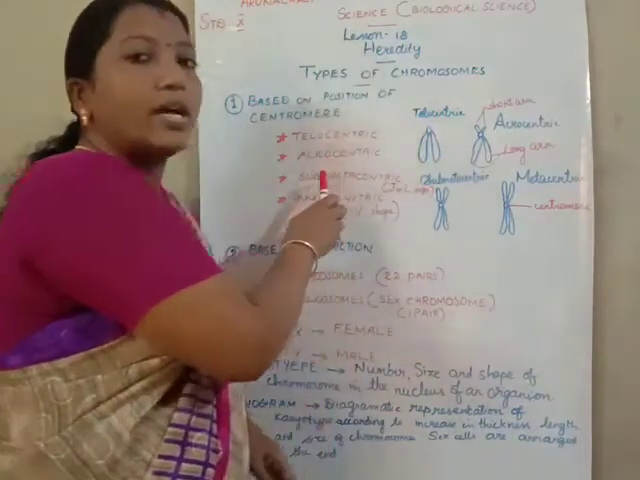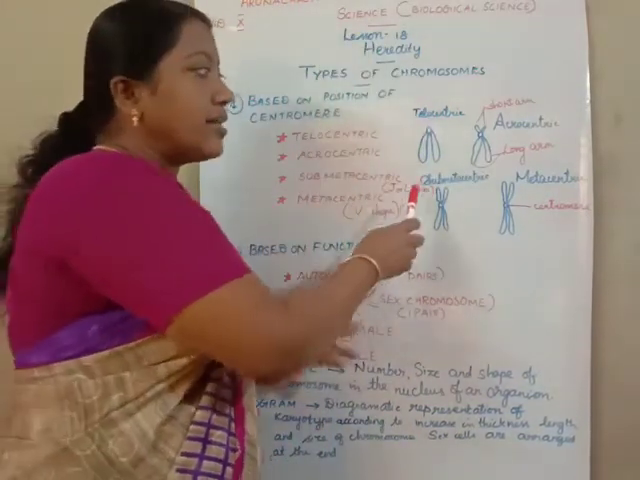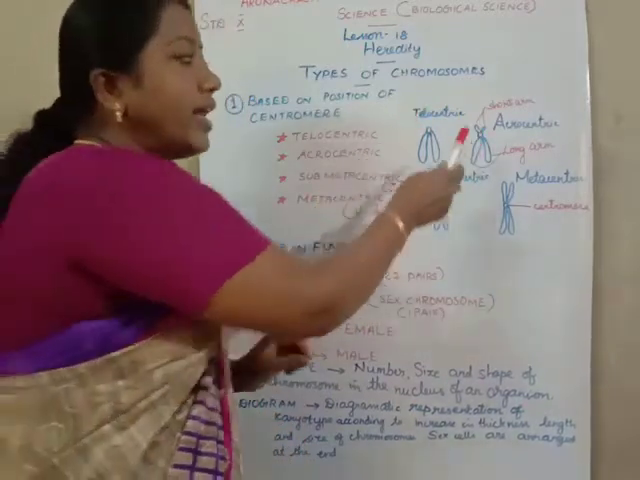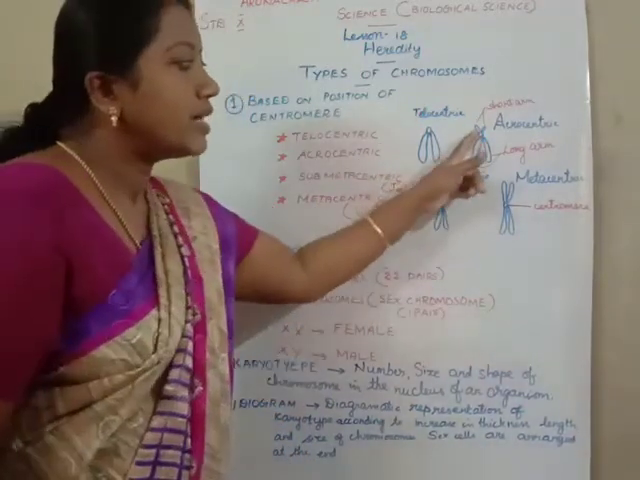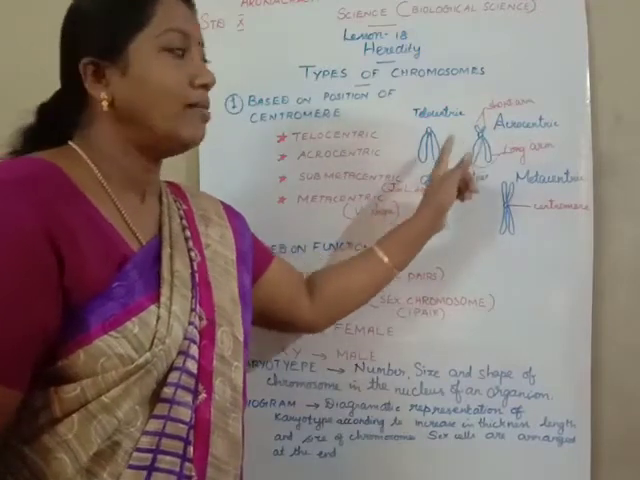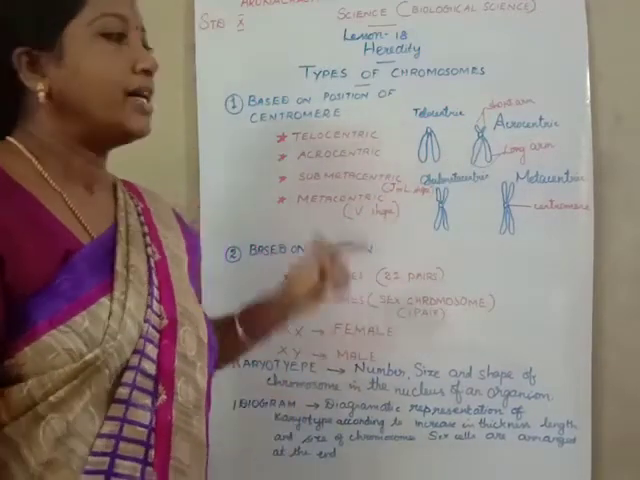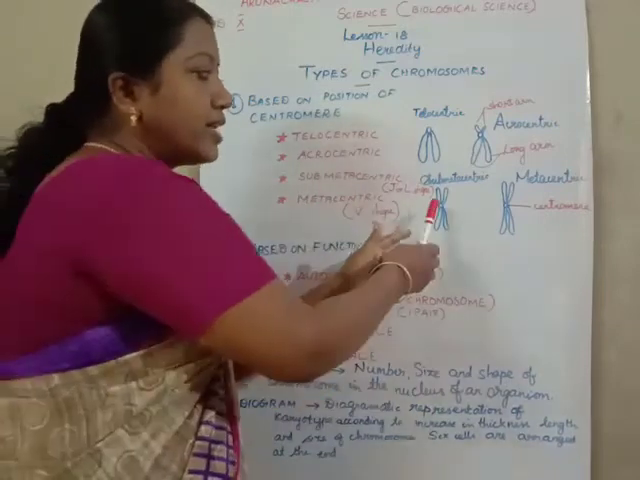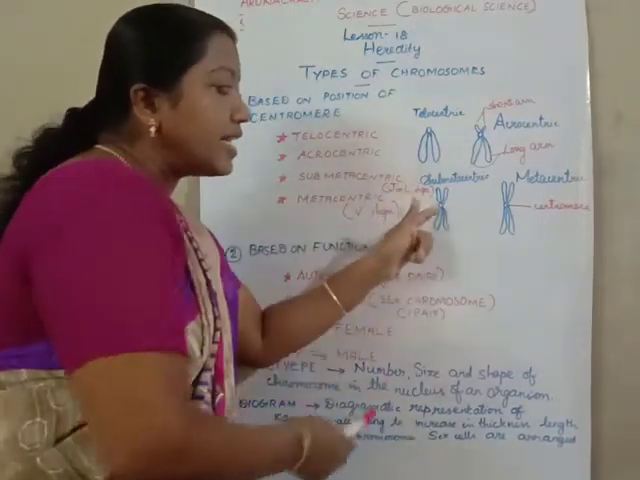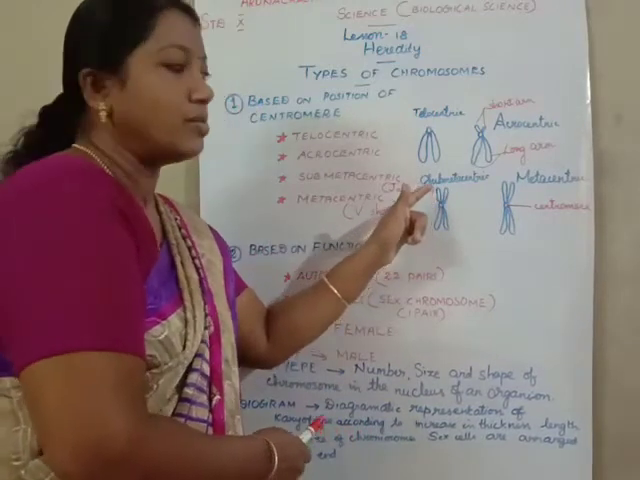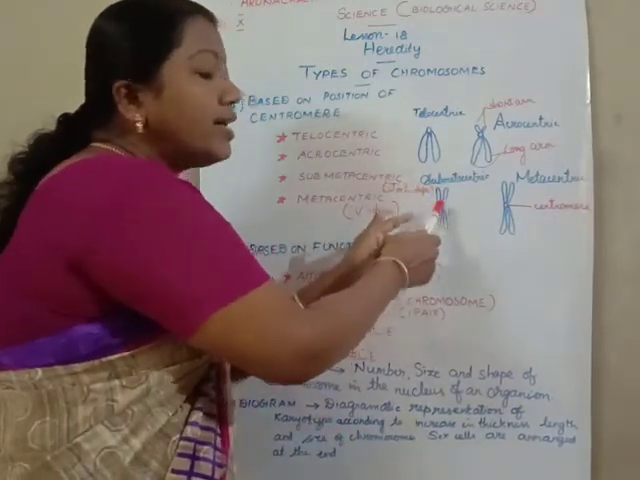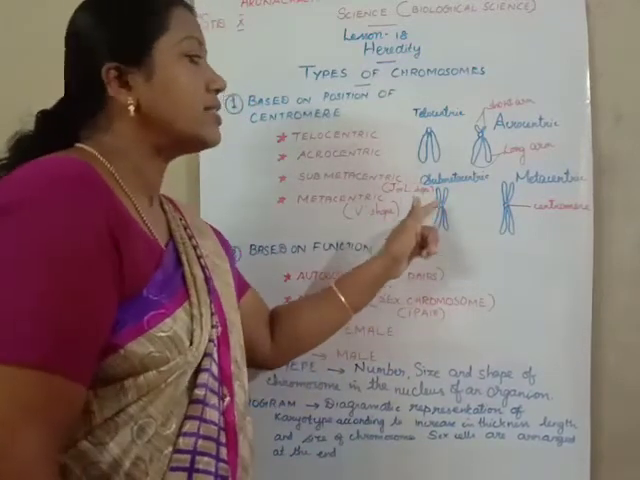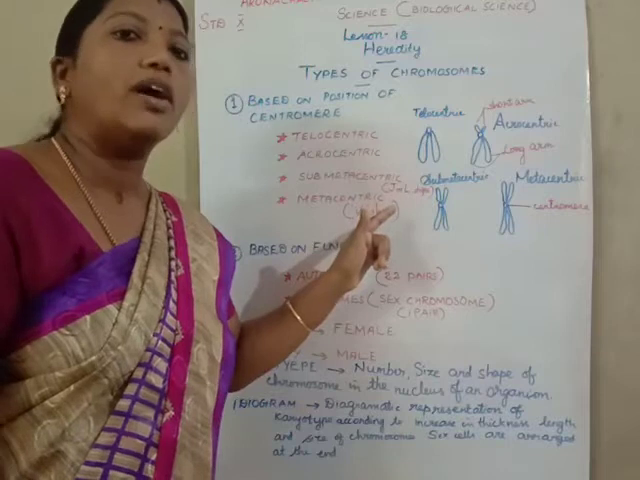The second one is acrocentric. Acrocentric means in this type the centromere is found at one end of the chromosome, resulting in the formation of one short arm and one long arm. In the third type, submetacentric, the centromere is present nearly at the center of the chromosome, leaving two unequal arms. So, two unequal forms. This is normally L shape or J shape.